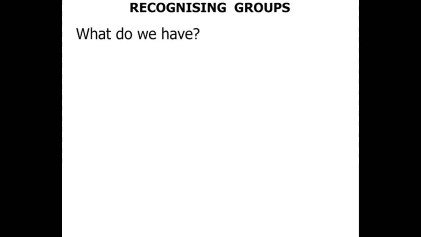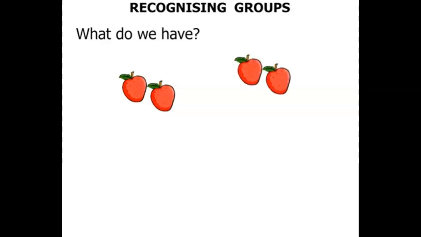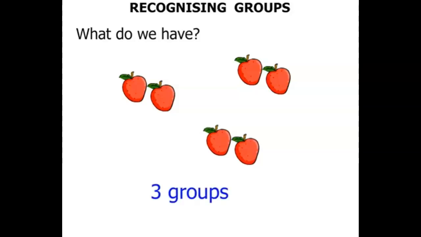Now this question is, what do we have? Got some strawberries, certainly. Some more strawberries there. Some more strawberries again. We've got three groups. But we're going to add a little bit more information. How many in each group? There's two strawberries. So we've got three groups of two. There's two in each group.